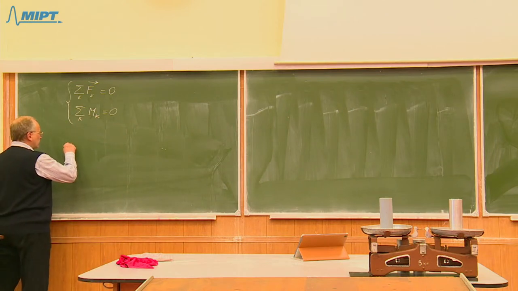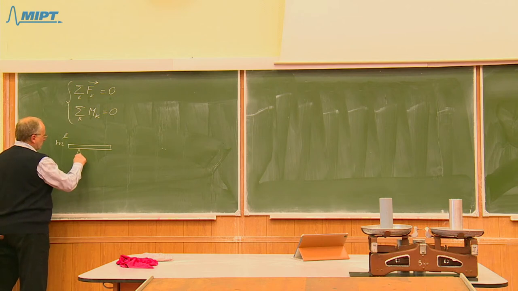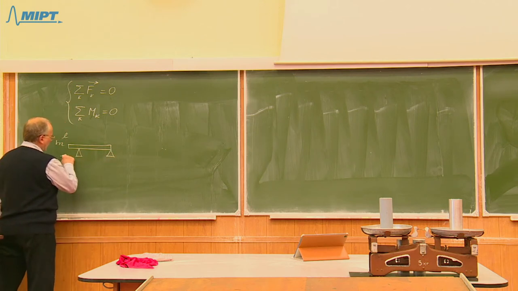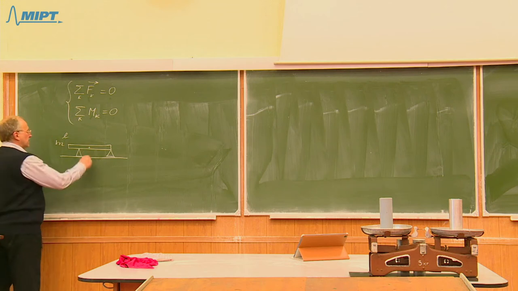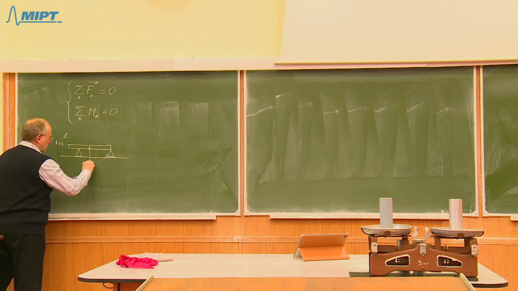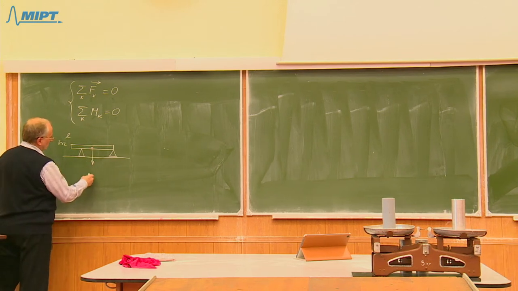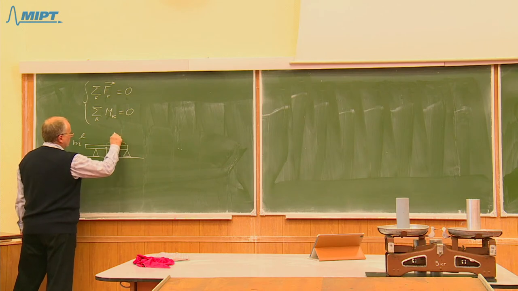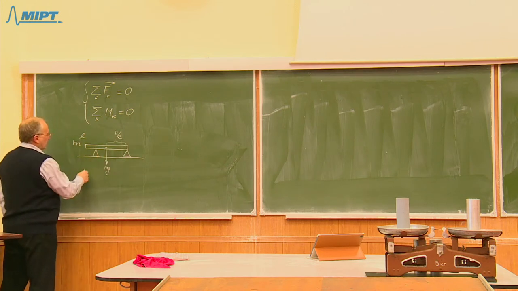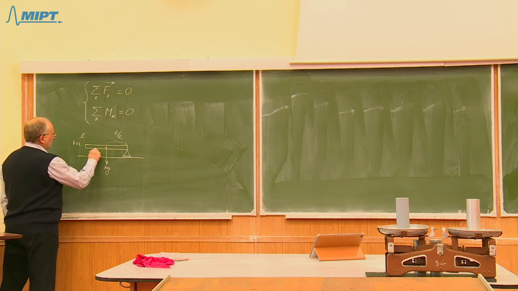First, let's consider a uniform bar of length L and mass m, such a bar that is supported in two points. As the bar is uniform, the weight of the bar is applied to the center. So the weight, or the force of gravity attraction to the Earth, mg, is applied to the center of the bar, so that this distance is L over 2. And let's suppose that this support is applied at a distance of L over 4 from the center of mass of this bar.